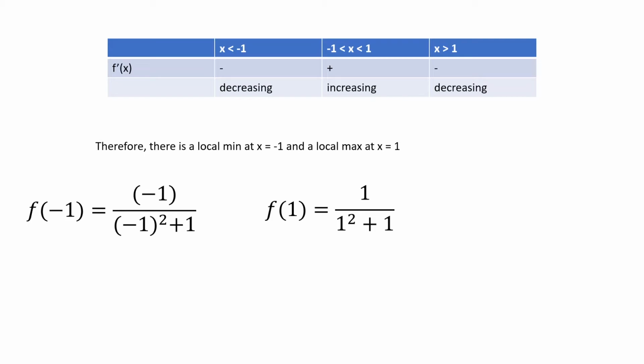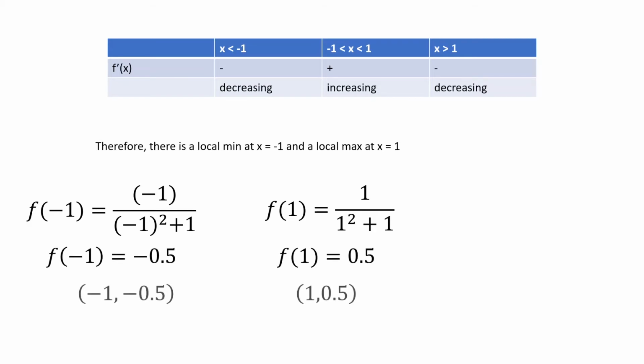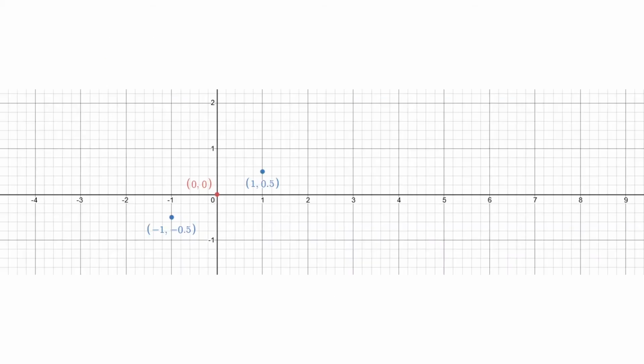So substituting these points into the equation, we can then get the real local min and local max. So there's a local min at x is -1 and y is -0.5, and then we have a local max at x is 1 and y is 0.5. So plotting that onto the graph, we could see the local max and local min, and then the x and y intercept, which goes through the origin. And then by adding the arrows, we could see where it's decreasing and increasing, while keeping in mind the asymptotes of y equals 0 on the graph at the endpoints.